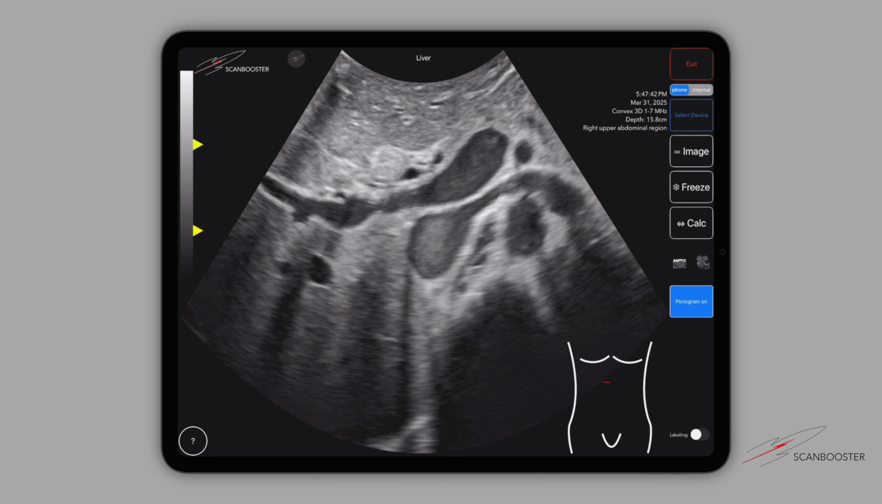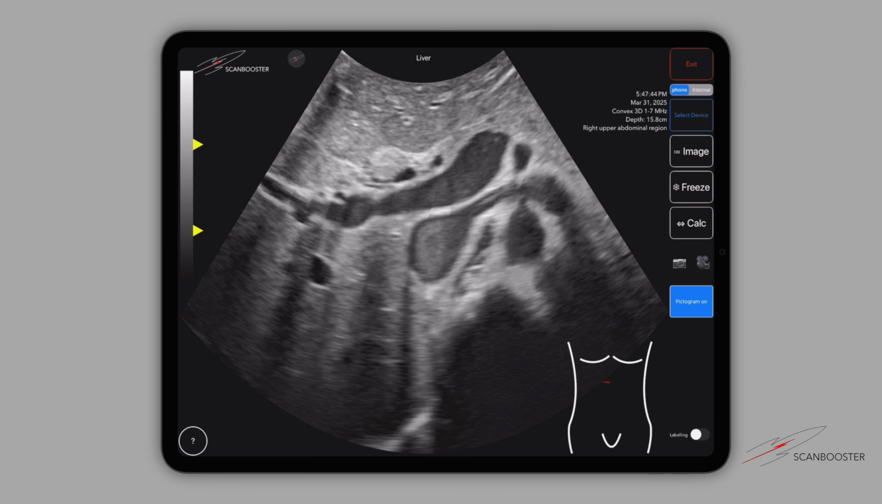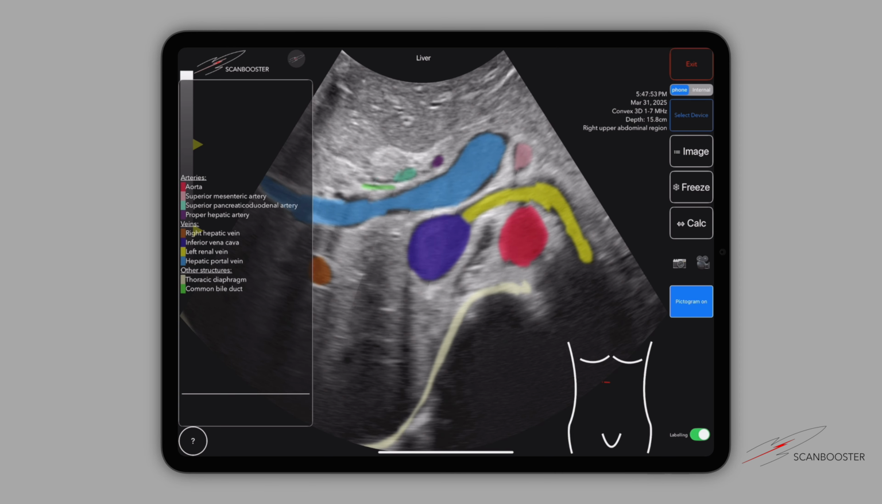If you are currently working with the app or practicing, feel free to pause the video and explore the volume a bit. Otherwise, I will now display the labels and guide you through the ultrasound image. Before we focus on individual structures, let's start with some basic information about the liver.